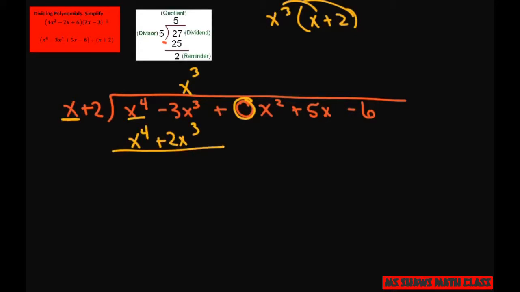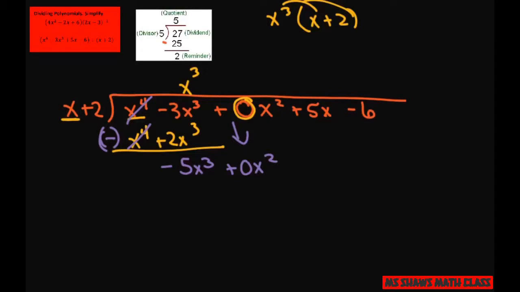And then we subtract. I put the parentheses because I don't want to put it around the whole thing. So that cancels out. Negative 3x cubed minus a positive 2x cubed is negative 5x cubed. Then you bring down your x squared.